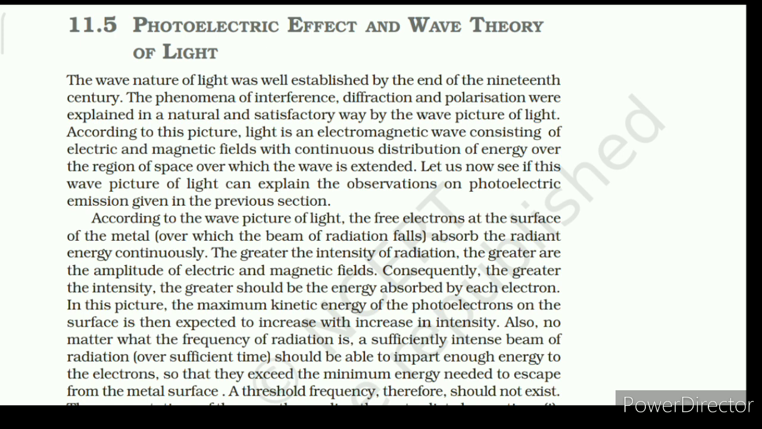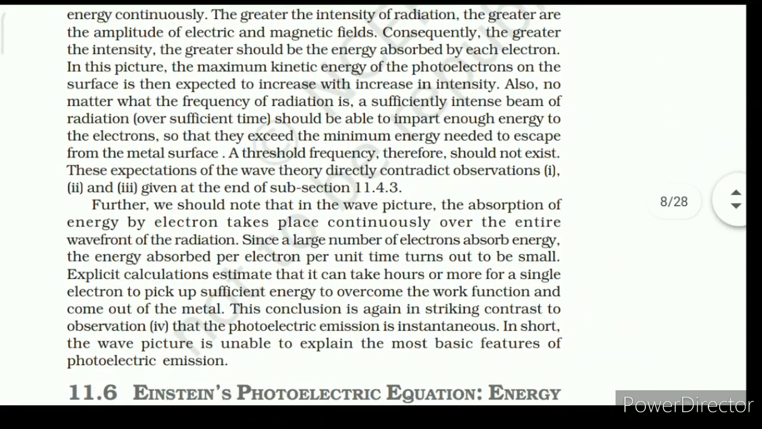Let us now see if this wave picture of light can explain the observations on photoelectric emission given in the previous section. According to the wave picture of light, free electrons at the surface of the metal absorb the radiant energy continuously. The greater the intensity of radiation, the greater are the amplitude of electric and magnetic fields. Consequently, the greater the intensity, the greater would be the energy absorbed by each electron. In this picture, the maximum kinetic energy of the photoelectrons on the surface is then expected to increase with increase in intensity. Also, no matter what the frequency of radiation is, a sufficiently intense beam of radiation should be able to impart enough energy to the electrons so that they exceed the minimum energy needed to escape from the metal surface. A threshold frequency, therefore, should not exist.